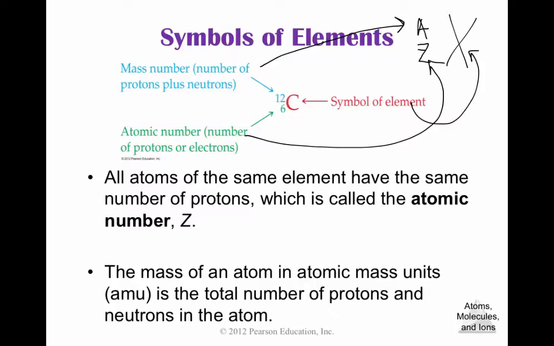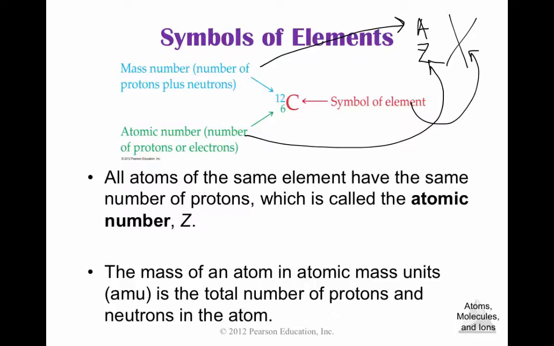Now, a way to remember if you forget is the bigger number should always be on top. Your mass number should always be bigger than your atomic number, with the exception of an electron because that's negative. All atoms of the same element have the same number of protons, which is the atomic number. So the atomic number is the number of protons in an atom. If it's the same element, it has to have the same number of protons. So all nitrogen atoms have to have 7 protons. If it has 8, it's no longer nitrogen. If it has 6, it's no longer nitrogen. So if it's the same element, it has to have the same number of protons.